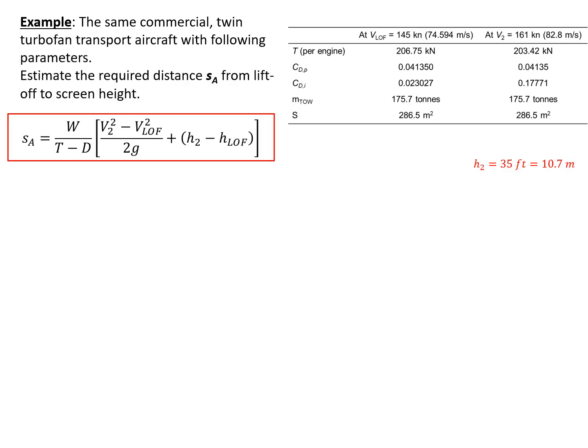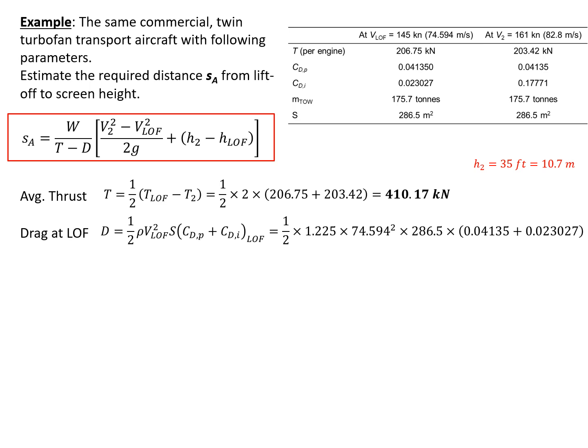Okay, we've analyzed the question a little bit, and let's see how we can work it out. As we said just now, we can use averaged thrust and average drag. So let's work out the thrust first. We just average the thrust at the liftoff and at the screen height. So the average thrust is 410.17 kilonewton.